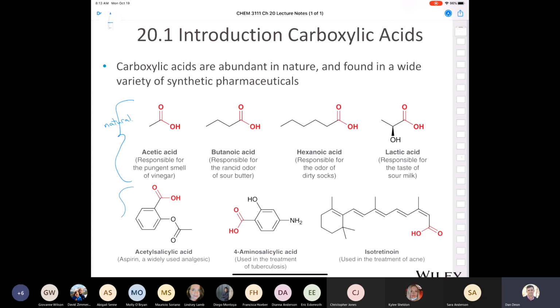Below, you see some pharmaceuticals. So these are some synthetic compounds like aspirin, which is a carboxylic acid derivative, and these other two here, even a compound that's used in the treatment of acne, which has a carboxylic acid functionality in it there.